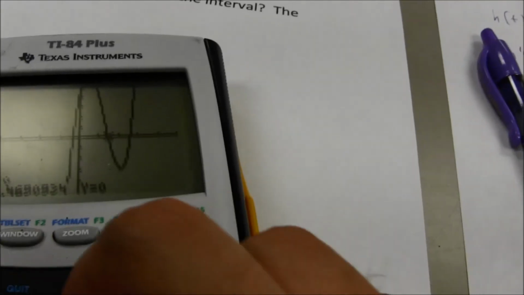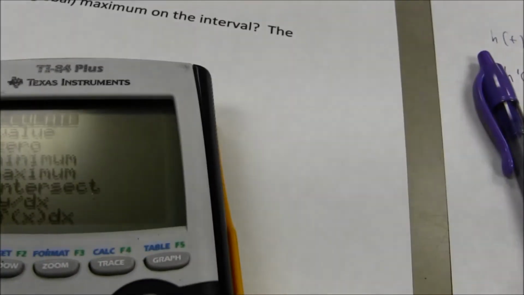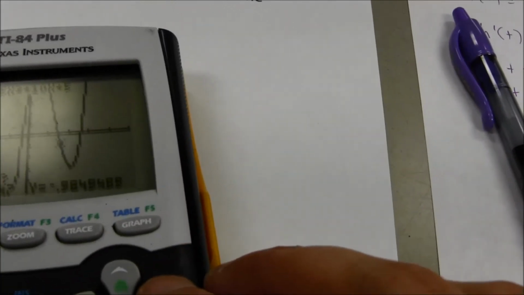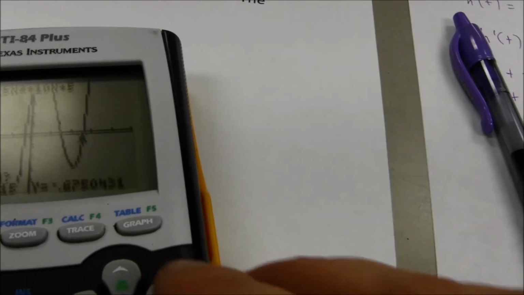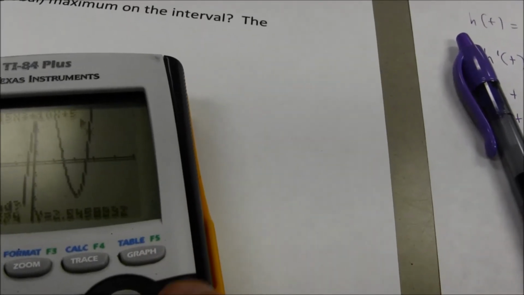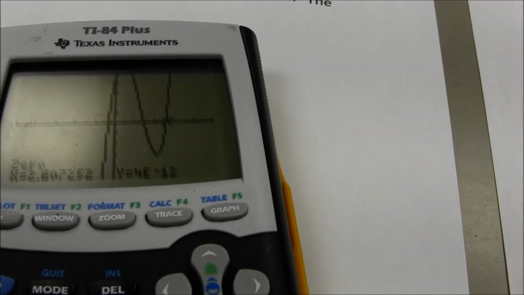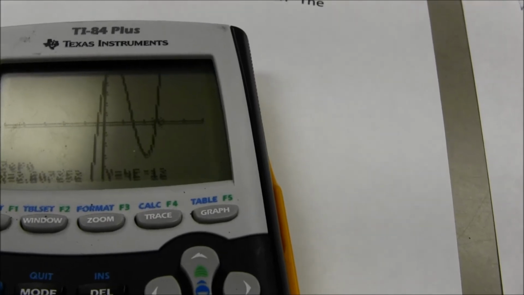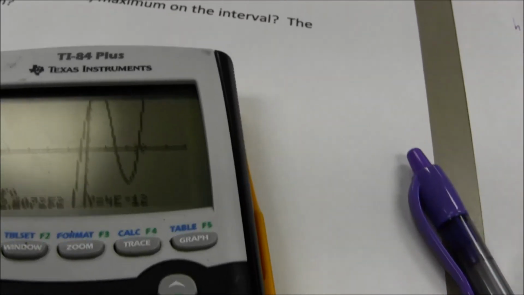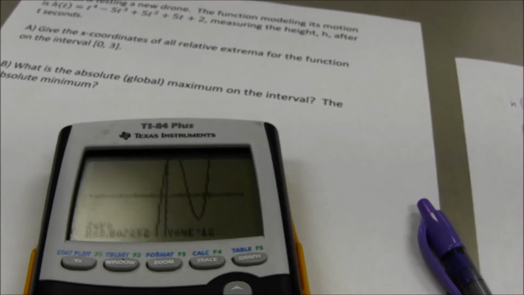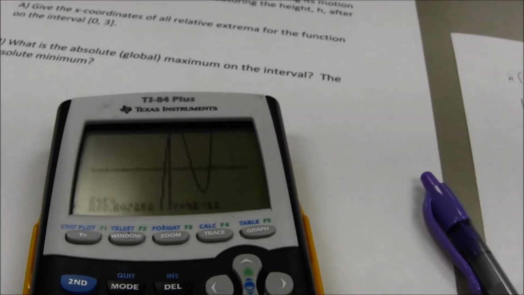We have another one happening. Let's try this again. I'll hit second, I'll hit the calc button, I'll go back to the zero function. We'll go over here to the left of the point, click, go to the right, click. Again, you can just hit enter on the guess, and that other t value is going to be approximately 2.607252. Okay, so those are the two places where you have zeros of your original function.